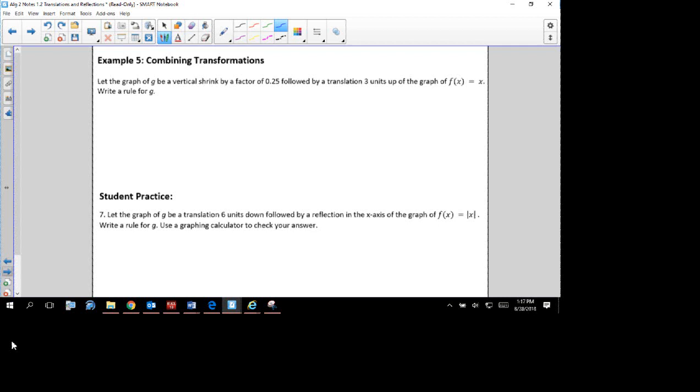All right. Example 5, combining transformations. Let the graph of G be a vertical shrink by a factor of 0.25, followed by a translation 3 units up of the graph of f of x equals x. Write the rule for G. There's multiple stuff happening, so you need to stay organized. First thing I want you to do is figure out where it says followed by, and right above that, let's write simplify.